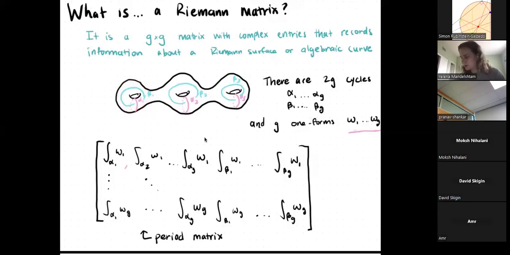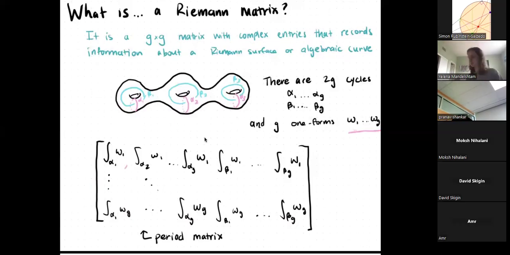But on each cycle, you integrate each one form, and this gives you a big G by 2G matrix. As I said, there are choices you can make. Instead of choosing this alpha 3, I could have chosen this alpha 3, and then I will get different numbers when I integrate on the different alpha 3. Also, I don't have just one way of picking the one forms. These are actually a basis of a space of functions.